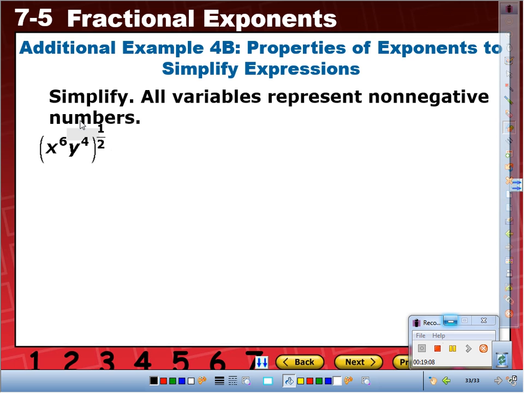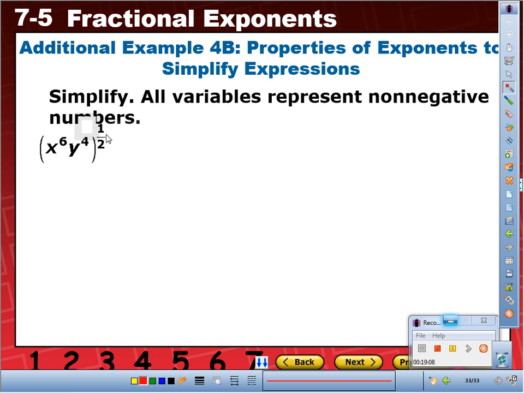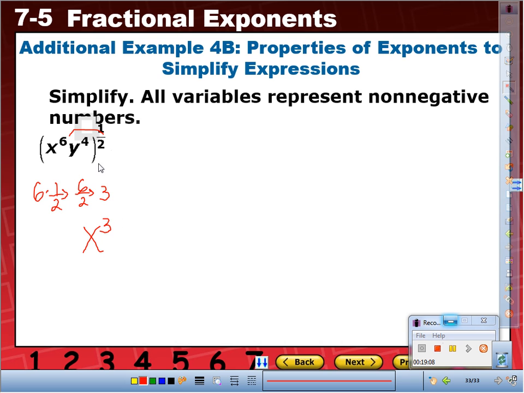What is 1/2 times 6? That's 6 times 1/2. That becomes what? 6 over 2, which becomes 3. So this is x to the 3rd. Okay, we're multiplying first the exponents, right? So 1/2 times 6. You know this is over 1. So 6 times 1 is 6. This simplifies, so we're done with that. Next, 1/2 times 4 for the y. 4 times 1/2 becomes 4 over 2, which is 2. So we're done with this.